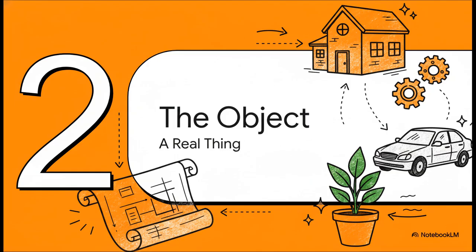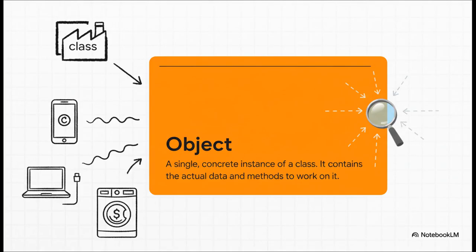The object is the real deal. It's the tangible thing you build from the blueprint. It's the finished product. Officially, an object is a single, concrete instance of a class. Now, instance might sound a little academic, but it's just a way of saying it's one specific example created from the blueprint. This object now has its own actual data, like the brand name is Samsung, and it can do all the things that the blueprint said it could.